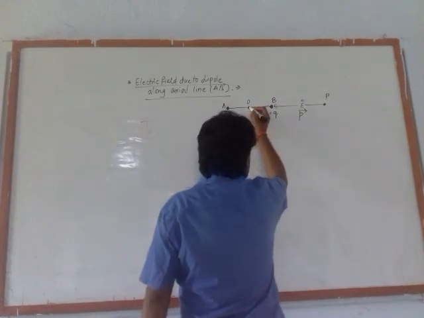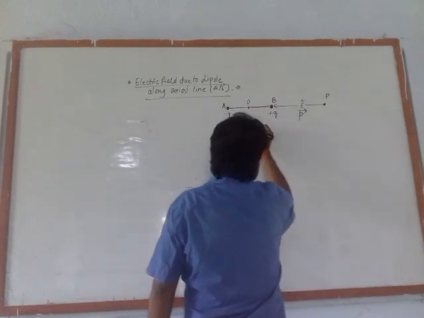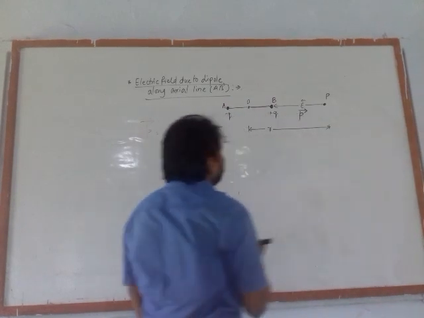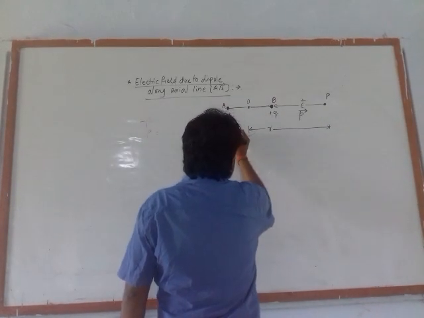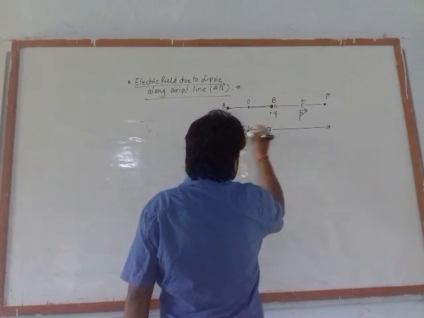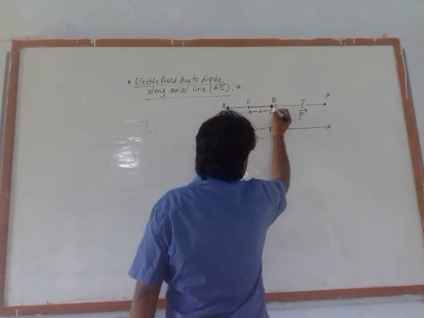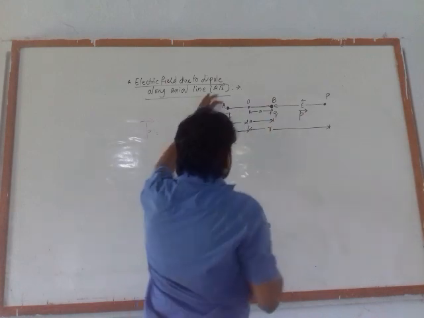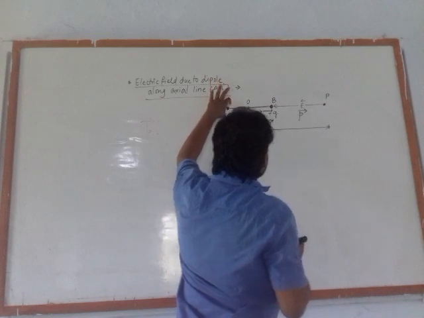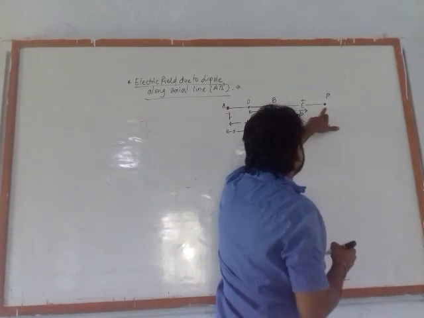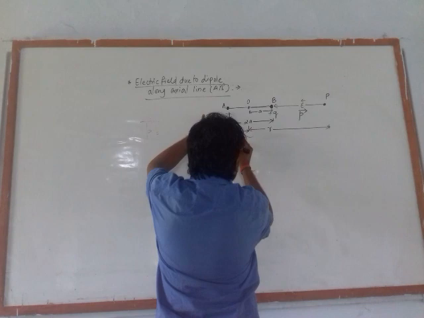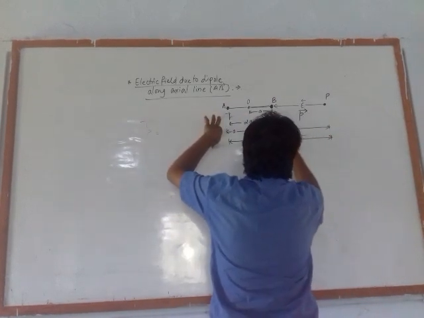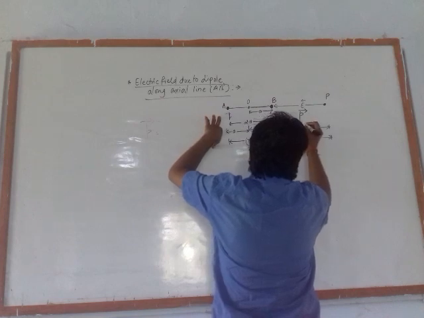So from the center we have to measure this point. Let us say this distance is R. And this distance is A, and here also this is the distance A. The total length of the dipole is 2A. Then we have to measure the distance from either charge to the point P. So from A, this will be R plus A, and from B it will be R minus A.